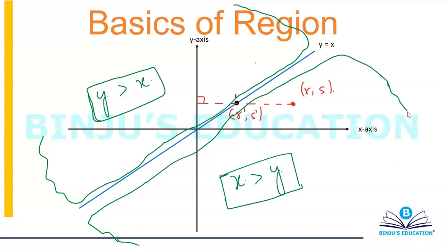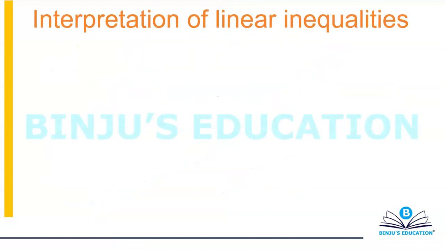Now we're going to take this one step ahead. The next thing that you need to understand is interpretation of linear inequalities. For example, let's say I give you a random inequality. Let's say y is greater than 2x plus 7.